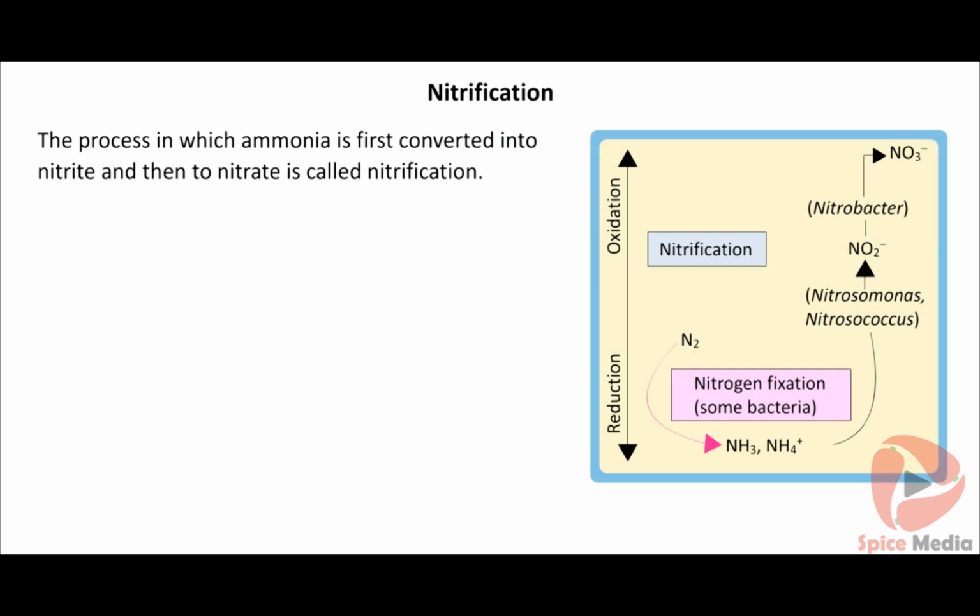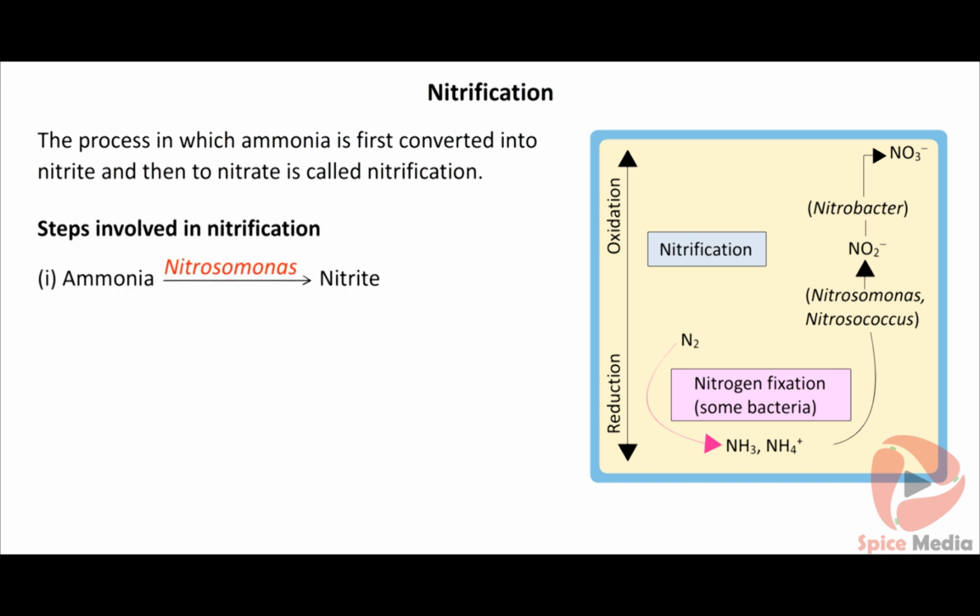Nitrification is a process by which ammonia is first converted into nitrite and then to nitrate. This process takes place in two steps. In the first step, ammonia is converted into nitrites by the action of Nitrosomonas bacteria. In the second step, the nitrites are converted into nitrates in the soil by the action of bacteria called Nitrobacter.